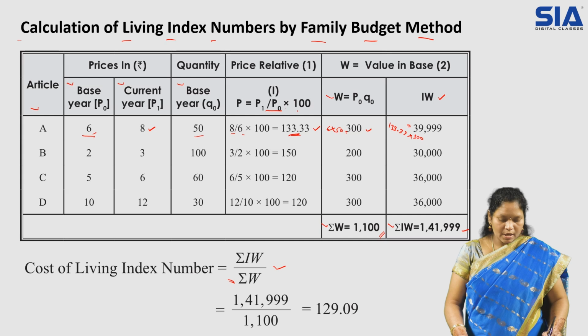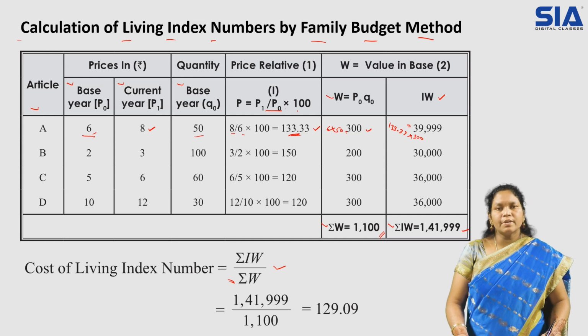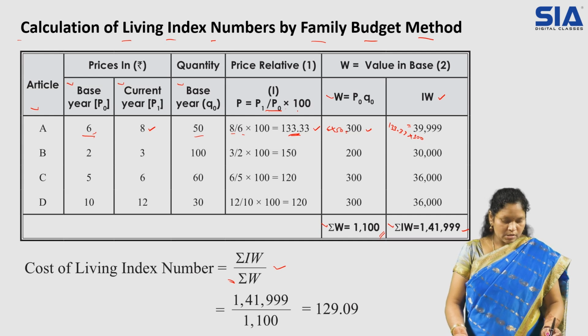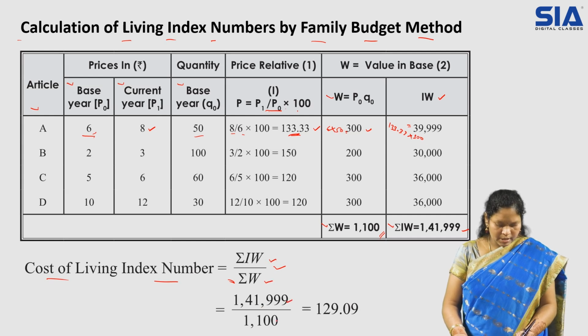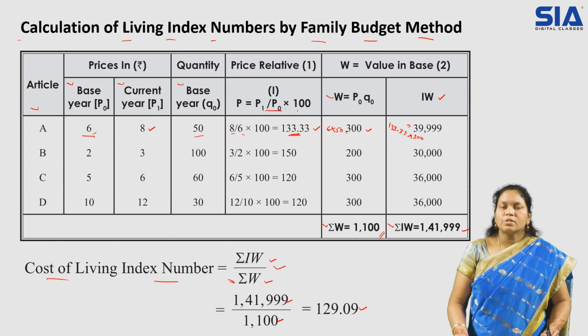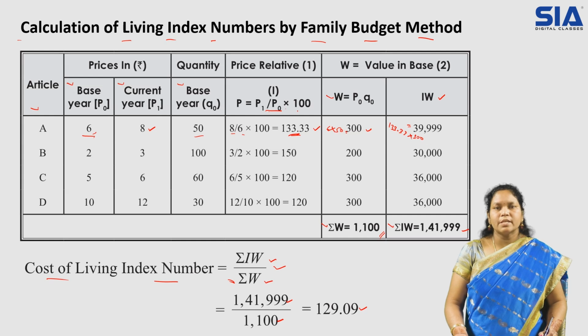Now let us go for substituting in the formula so that we can get the family budget method. So CLIN for the family budget method is summation IW by summation W. Substitute it and get the answer as 129.09. Most of the time both the methods will give similar answers. So here also we got the same answers.